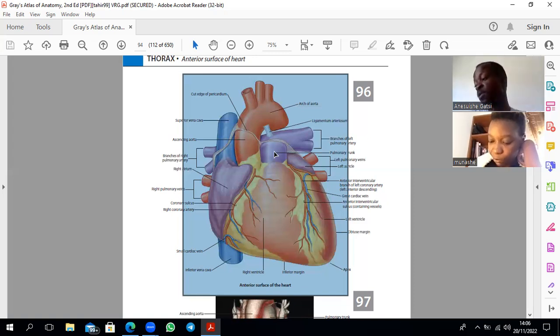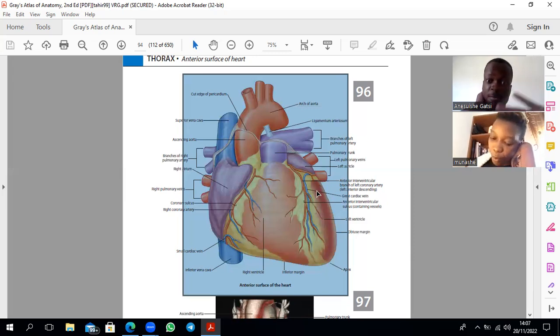Right. So this is the only time where you find veins carrying blood with oxygen, then arteries carrying blood without oxygen, right? Then from your left atrium, you go into the left ventricle.